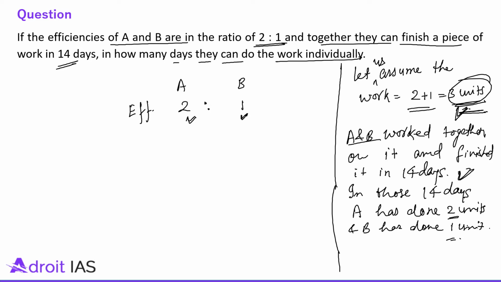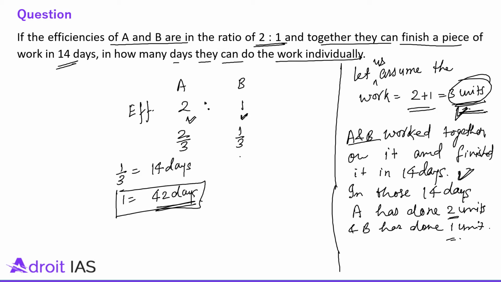Out of total work 3 units, B has done 2 units and C has done 1 unit, right? So it means 14 days are required. So B is doing 1/3 of the work in 14 days, right? So it means B is doing the total work in 42 days. Everyone, B is doing the total work in 42 days.